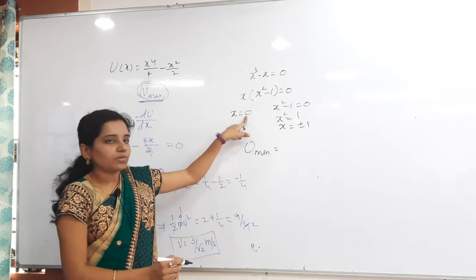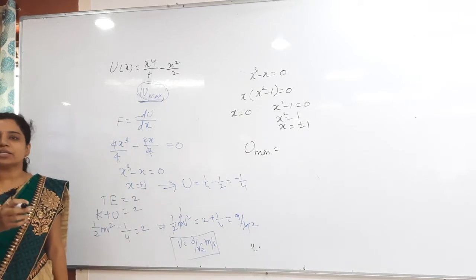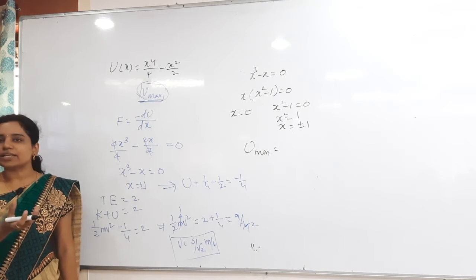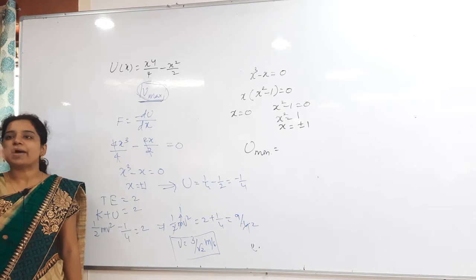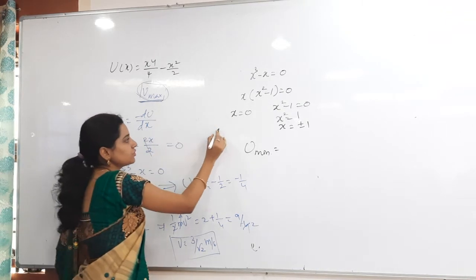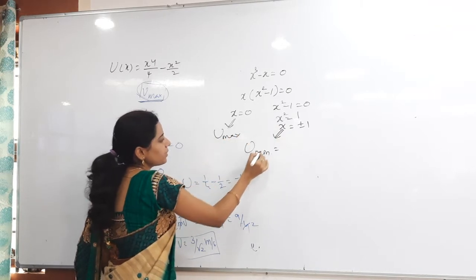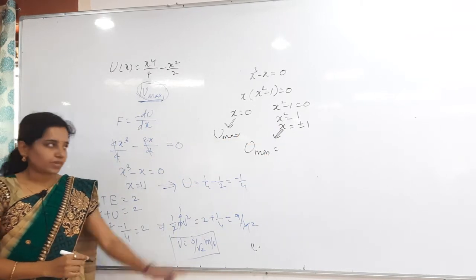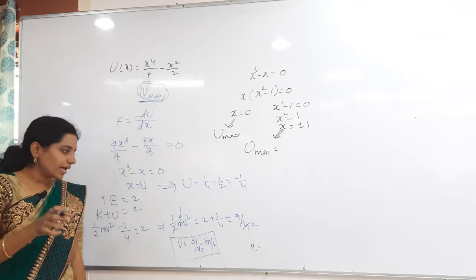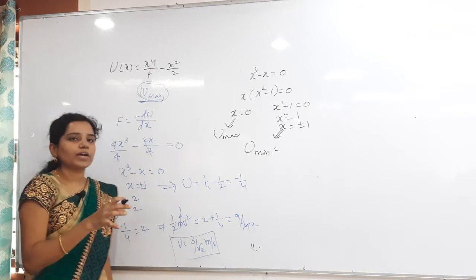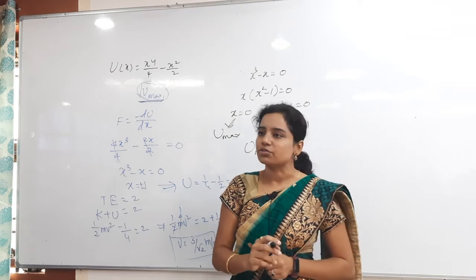Whenever you see at 0, at the origin, the particle has not yet started, so kinetic energy will be 0 and potential energy will be maximum. So at x is equals to 0, u is maximum, and at x is equals to plus or minus 1, u is minimum. Then you have to start this procedure. You understand, right? The actual method is that they are asking to find the maximum speed, so you have to take the minimum potential energy only.